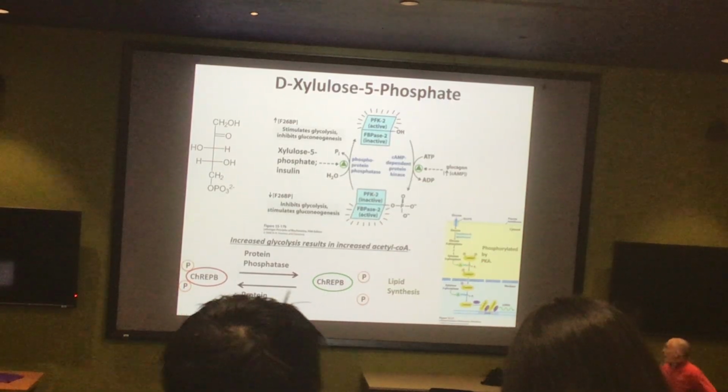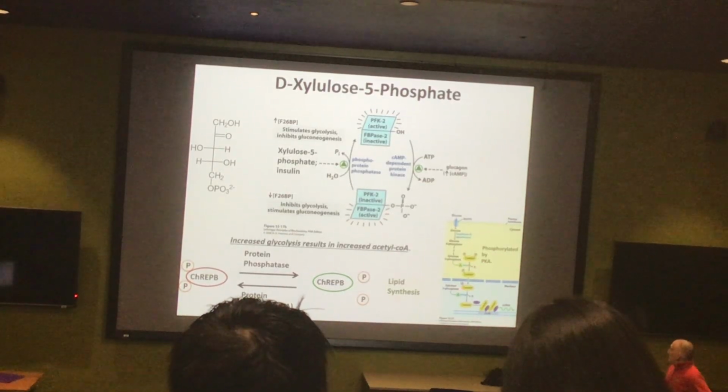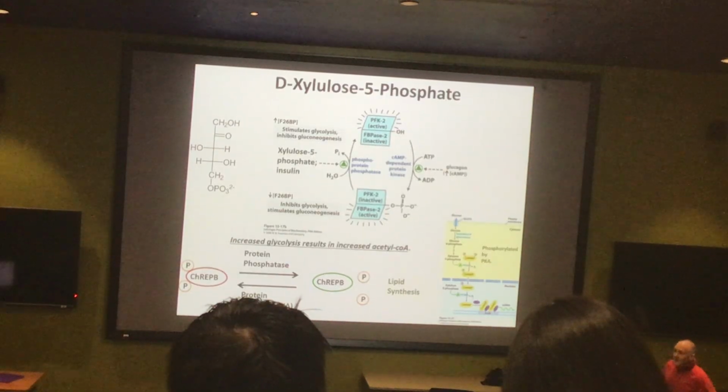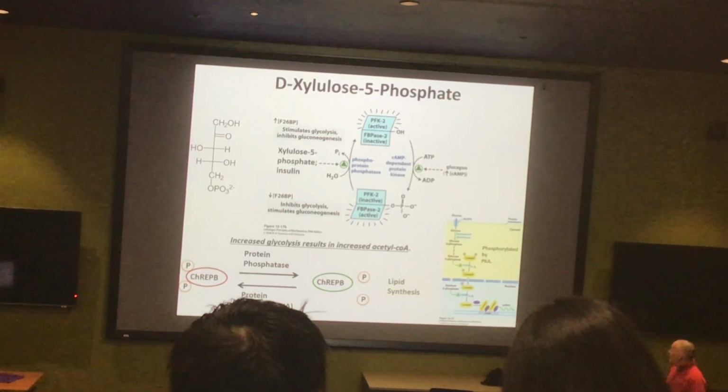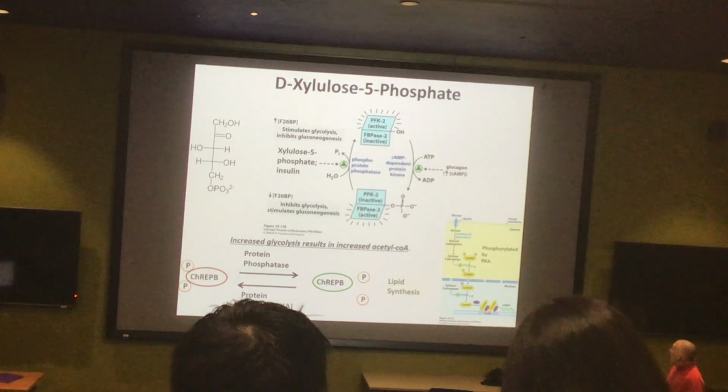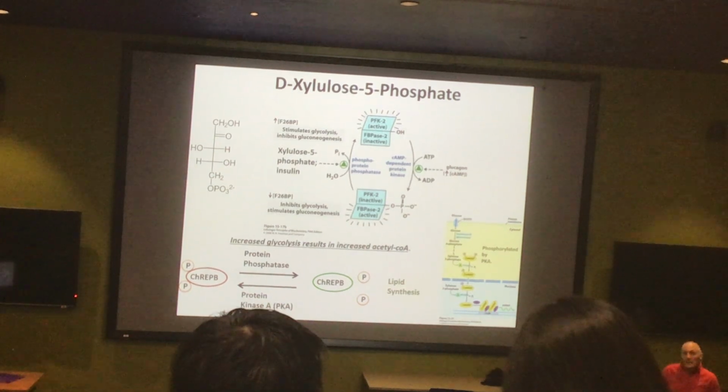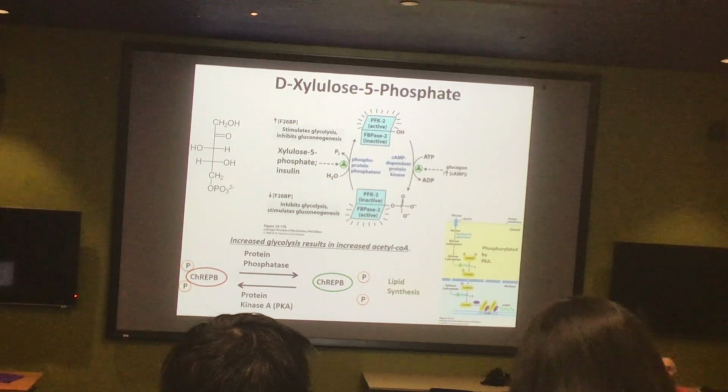The reason it's going to do that is that it's going to remove phosphate groups from this transcription factor here, ChREBP. Poorly named, but it is what it is. ChREBP is actually going to go into the nucleus, and the genes that it's going to transcribe are genes that are involved in lipid synthesis. And again, this makes sense, right?